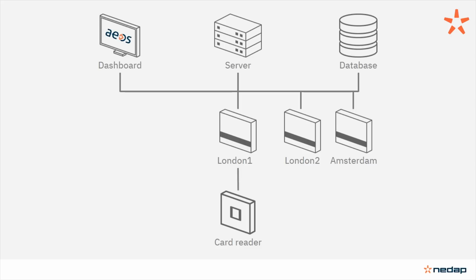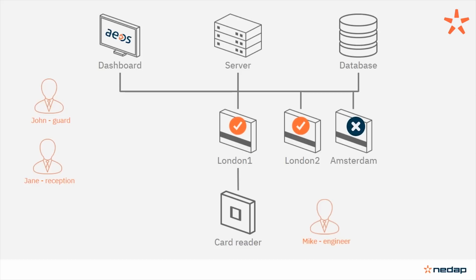So in AEOS, you have your system users like John the guard, Jane the receptionist, or Mike the service engineer. And from 2019.1, you can give those user accounts the rights to log in on door controllers. Let's say you have a dedicated service engineer per location. Mike is your service engineer for London, and if you give him the correct user function, he can then log in with his username and password to all controllers in this location. You simply create a controller filter and assign them to the user. And on top of that, you can keep track of who made changes to which controllers.